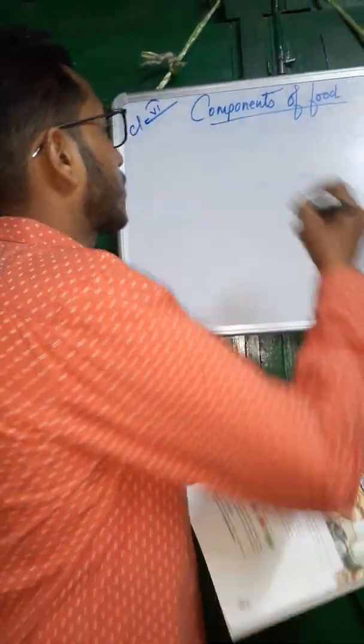The food we eat contains five main nutrients as shown in the flowchart. Now, types of nutrients.